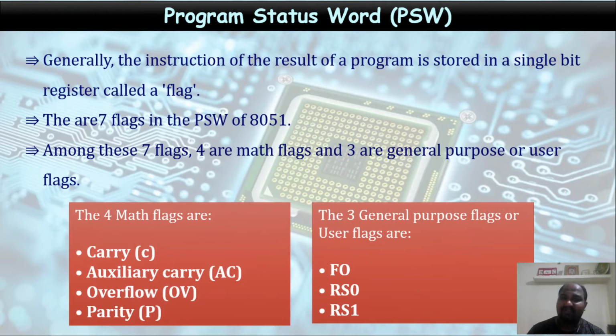Generally, the result of an instruction of a program is stored in a single bit register called a flag. There are 7 flags in program status word of 8051. Among these 7 flags, 4 are mathematical flags and 3 are general purpose or user flags. So the 4 mathematical flags are carry flag, auxiliary carry flag, overflow flag, and parity flag. The general purpose flags are F0, register select 0 and register select 1.